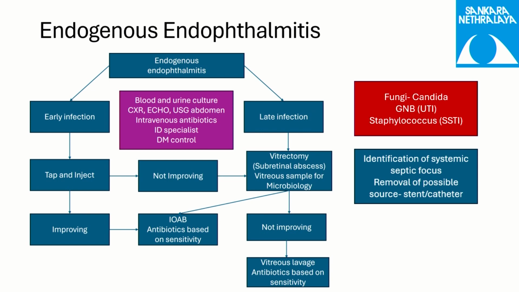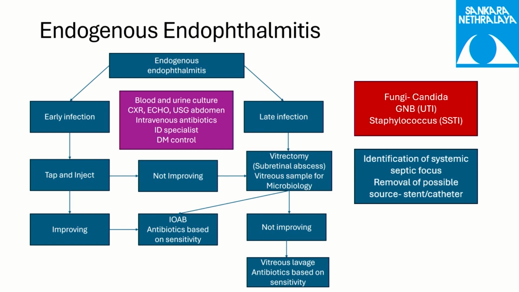In diabetic patients, of course, fungus is most common, but many diabetic patients will have some soft tissue infections. Staphylococcal species and GNB are also very common. But overall, endogenous endophthalmitis in Western literature: fungi is very common, followed by GNB, UTI. SST is skin and soft tissue infections. Staphylococcus is more common. This is our scenario. Like I told you, there could be some possible source like stent, catheter, and so on, which needs removal. Klebsiella is very common. Yes, ma'am.